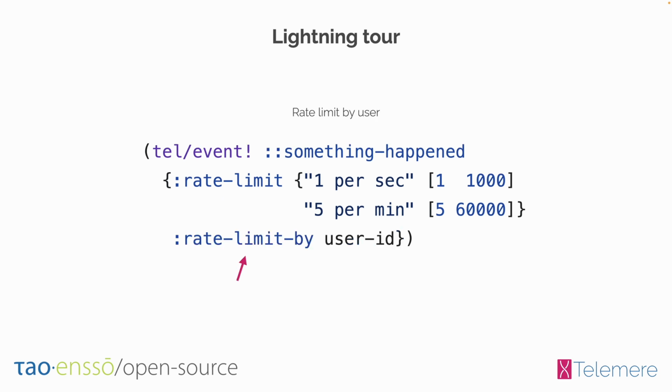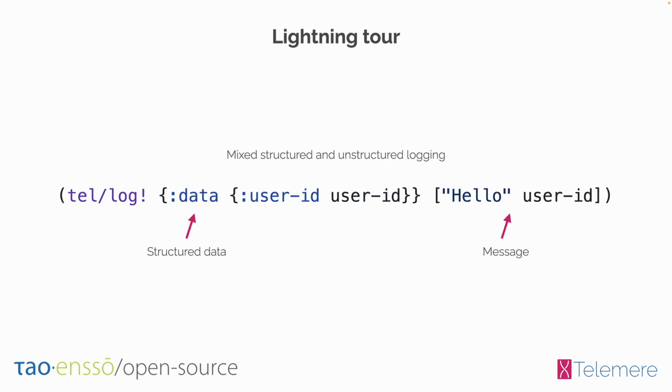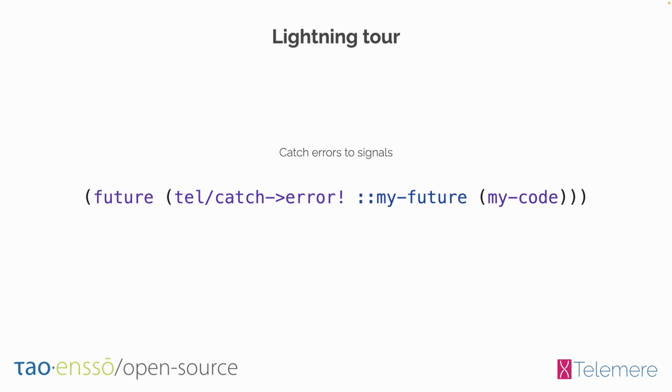Here we restrict the rate limiting by some program state. So for example, each user might get their own limit. And here we create a signal that includes both structured and unstructured content, which is actually a great way to transition in practice from unstructured legacy logs to structured logs. You basically just start adding structured data to your pre-existing log call sites over time. Here we catch errors in a future to error signals with the given ID.